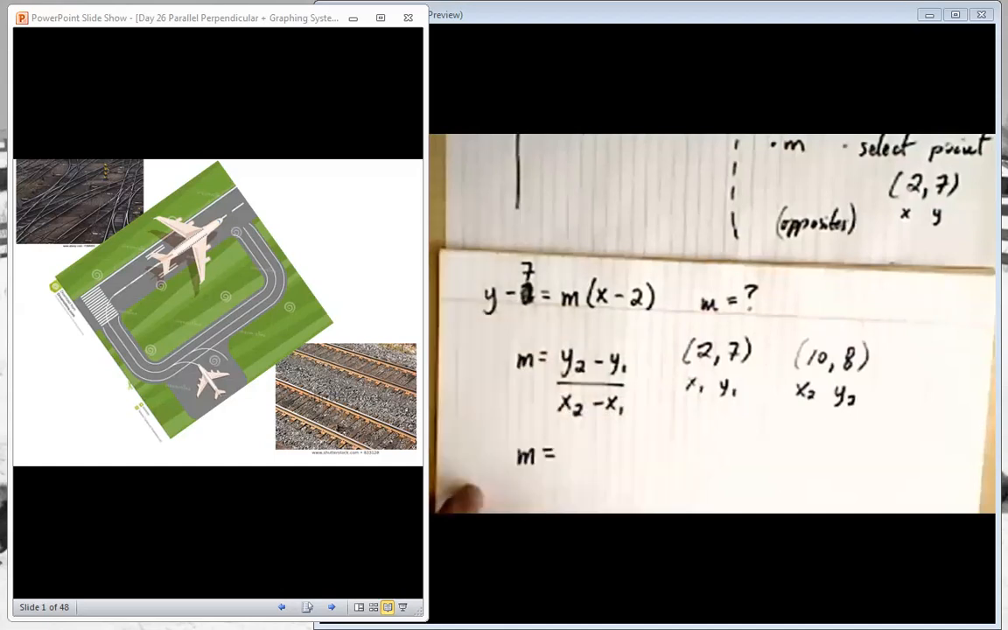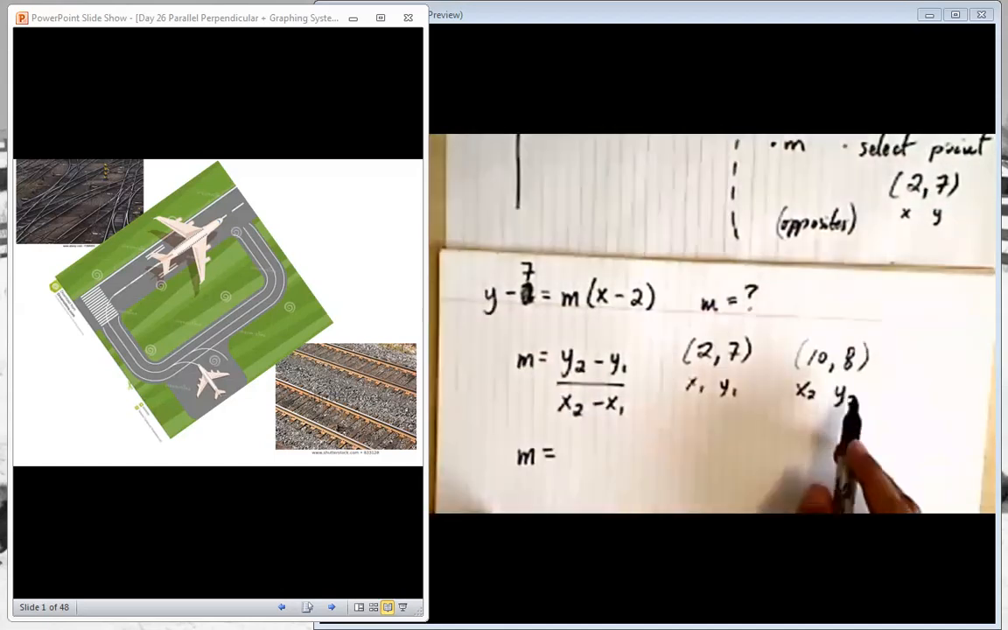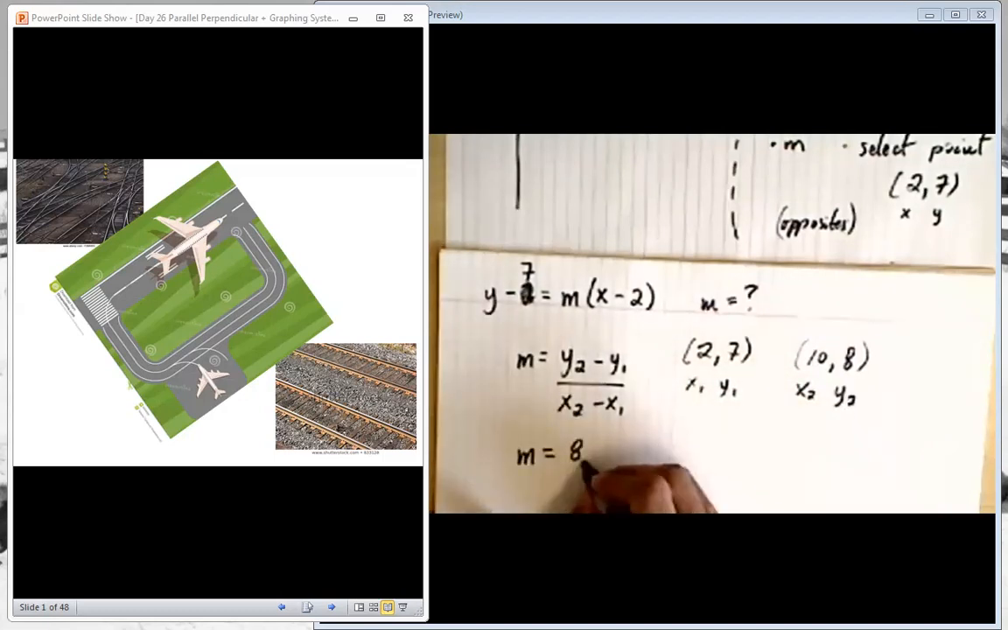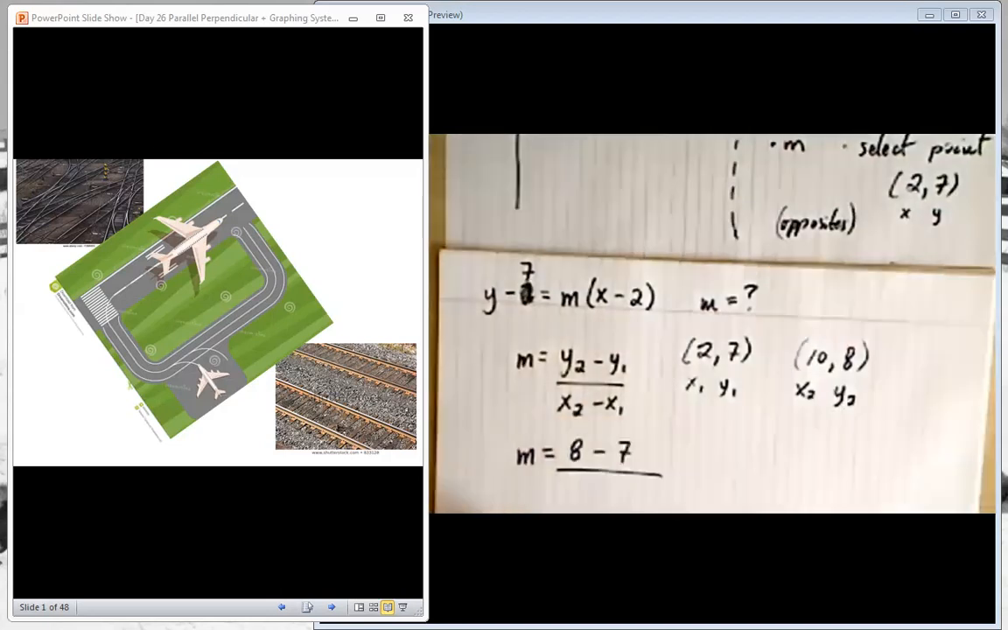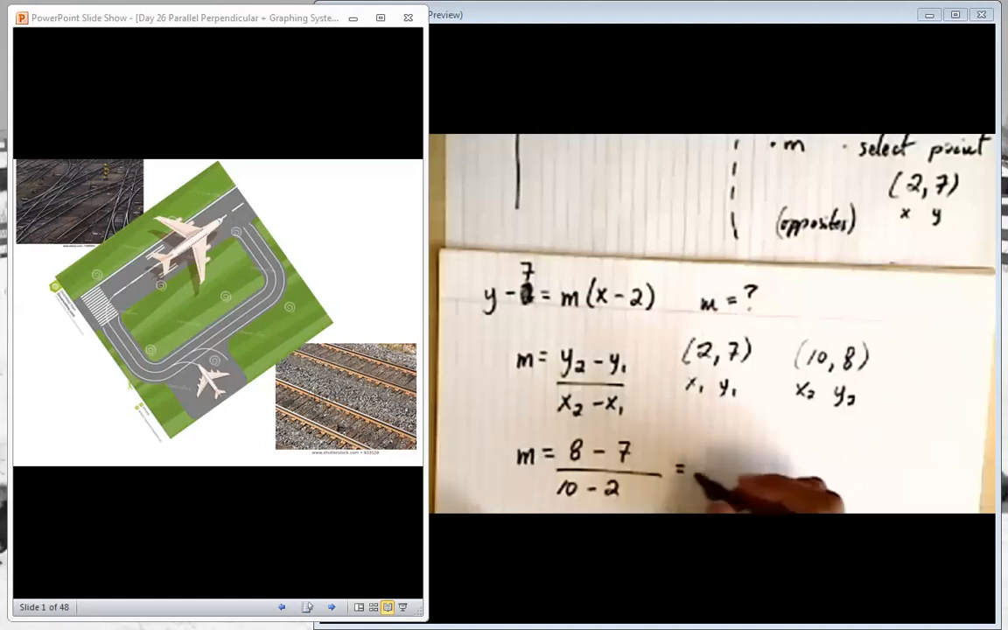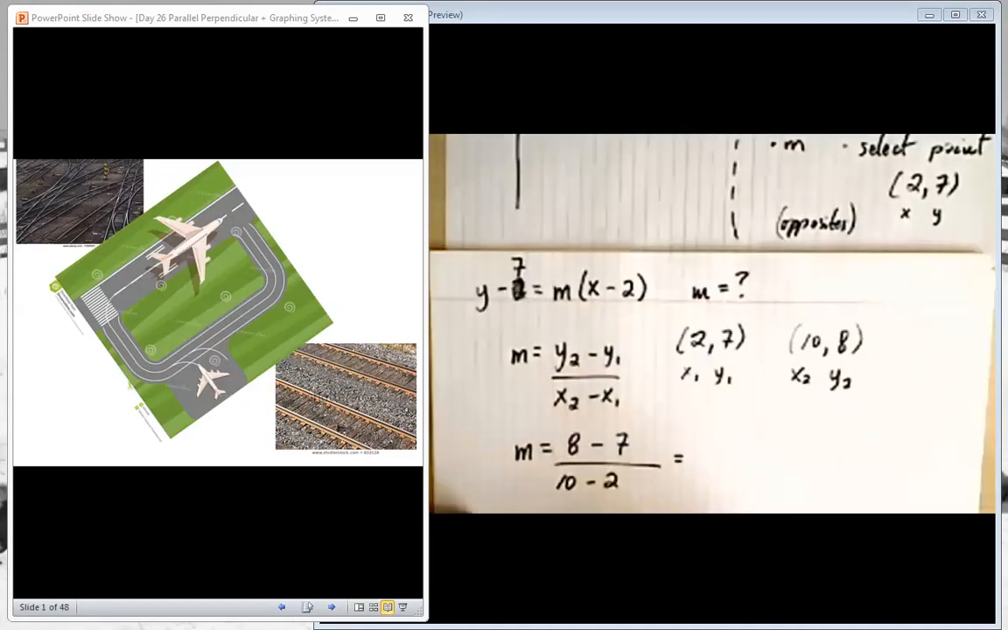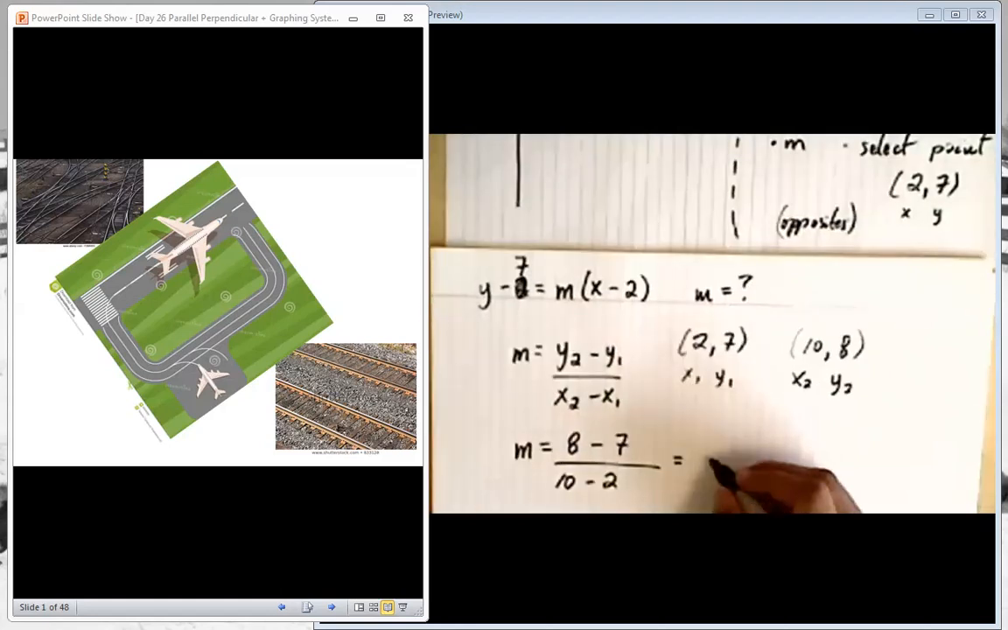Okay, so for Y2, 8 now, right? Y1, yeah, 7. It's good. X2, 10 minus 2. Oh, you guys are lucky. No weird minus of minuses today. Okay, you're lucky. Over 8. So 8 minus 7, what do we get?